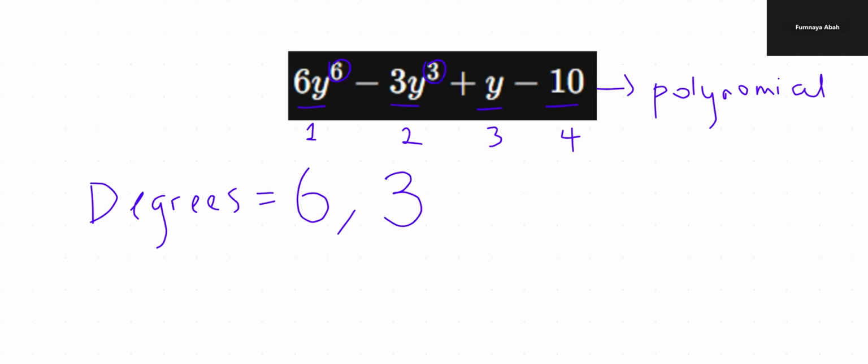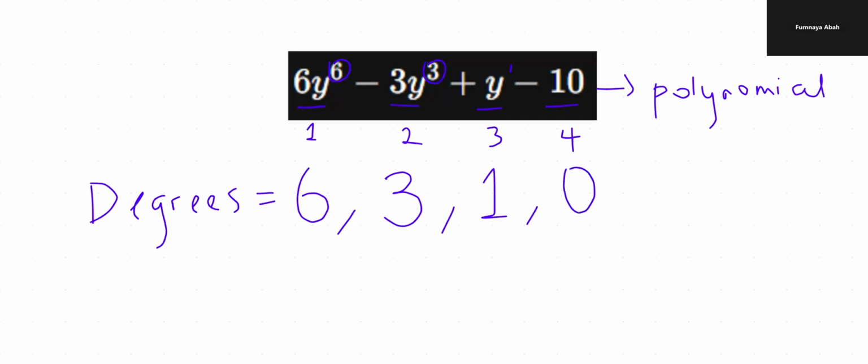And then the next term is y. And recall that any number raised to the power of 1 is the number itself. So y is the same as saying y raised to the power of 1. And since it's raised to the power of 1, that's its exponent. So the degree of y is equal to 1. And finally, we have negative 10. Negative 10 is a number, it's a constant, and any constant has a degree of 0. So the degree of the last term is equal to 0.